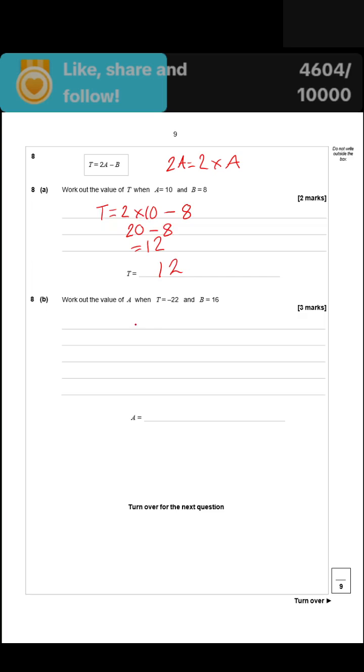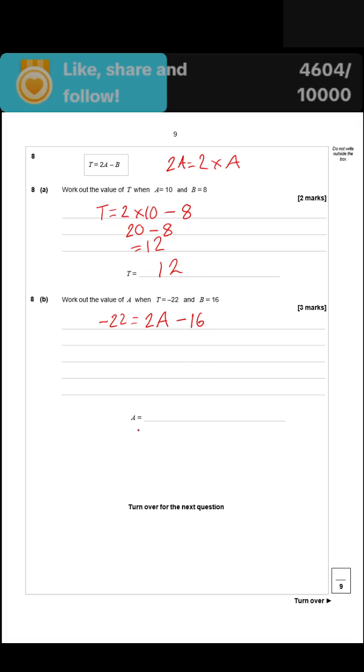Okay, so the next one, a little bit trickier. On this one, we have a negative value of t, but also we're given the answer to the formula, so we're having to work backwards through it. We set it up by substituting the value of t in where we see t, so we have negative 22 equal to 2a, take away 16. And then at that stage, we want to find the value of a, so basically making a the subject.